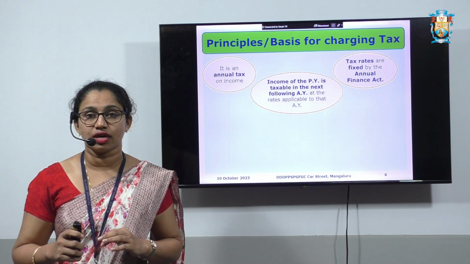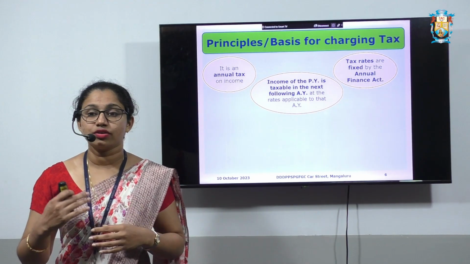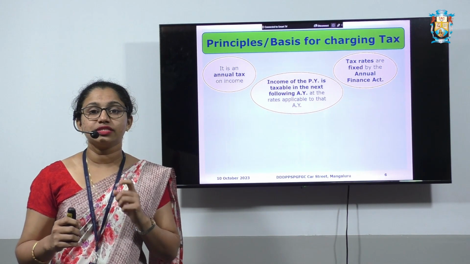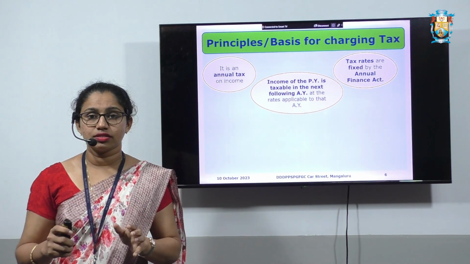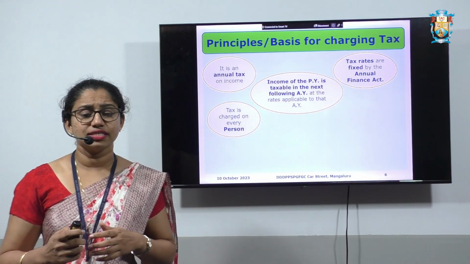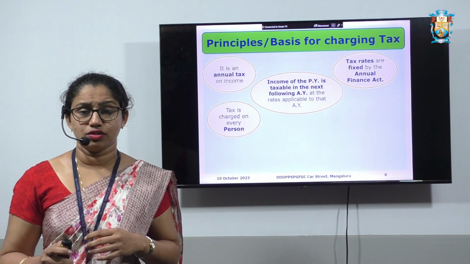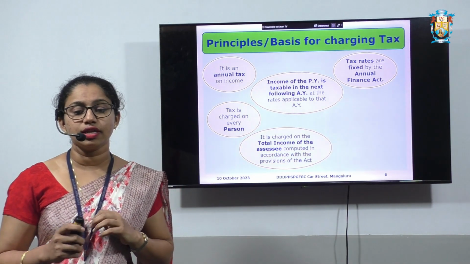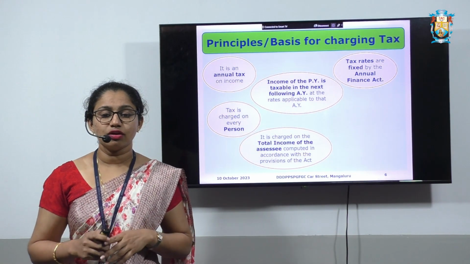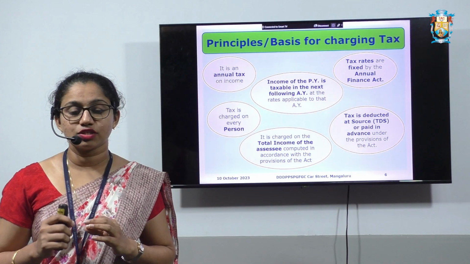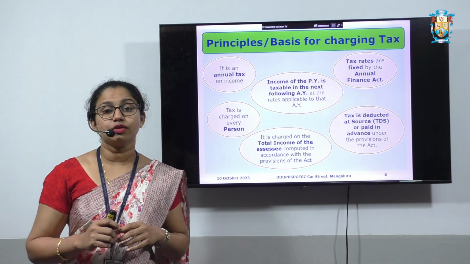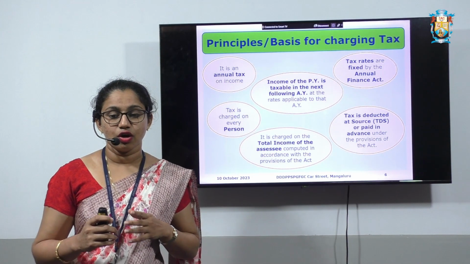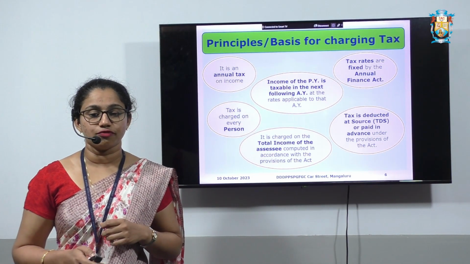And the tax rates are fixed by the Finance Act. You can't choose to pay tax at a certain rate according to yourself. The rates have already been fixed by the Finance Act, and only such rates you need to pay. Next, tax is charged on every person. It is charged on the total income of the assessee computed in accordance with the provisions of the Act. And there is one more point: tax is deducted at source, which we call TDS, or paid in advance under the provisions of the Act.